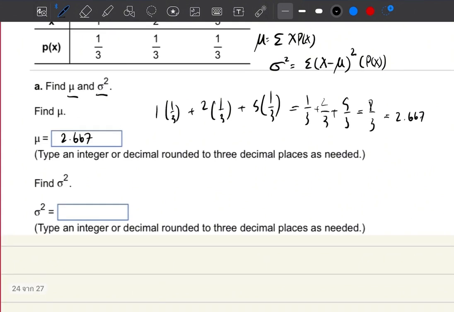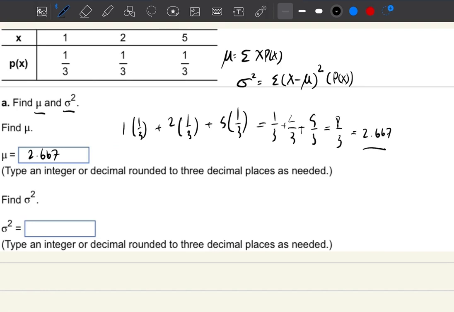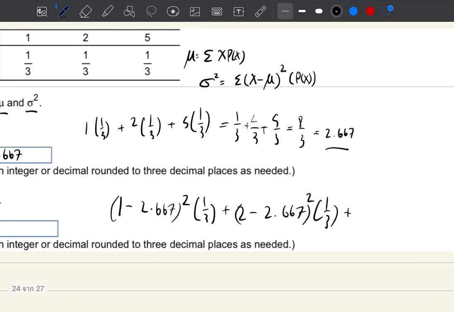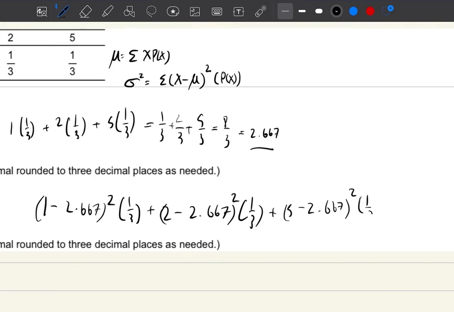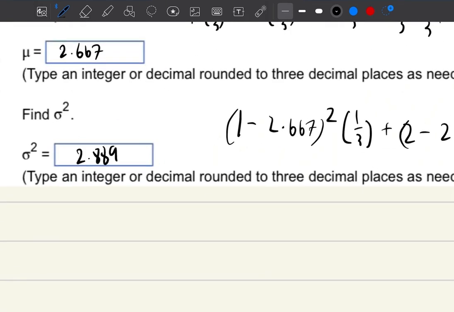And then for the variance, we're going to use this given value, subtract the mean, square it, and times p of x, and sum together. It's going to be 1 minus 2.667 squared times 1 over 3 plus 2 minus 2.667 squared times 1 over 3 plus 5 minus 2.667 squared times 1 over 3. This will equal 2.889.